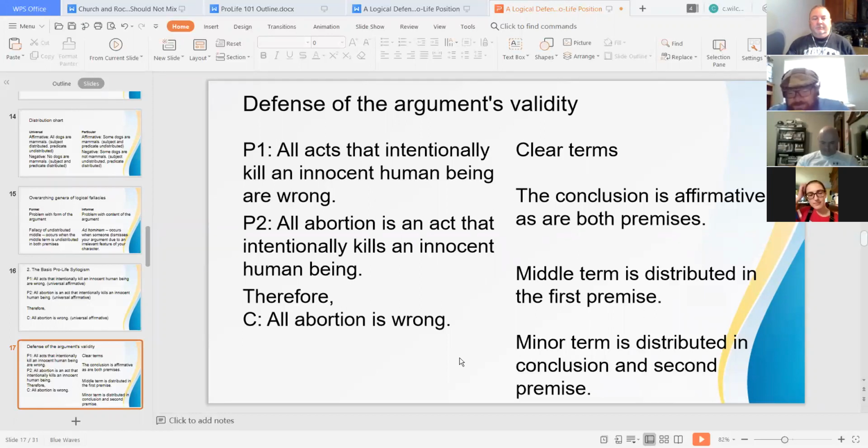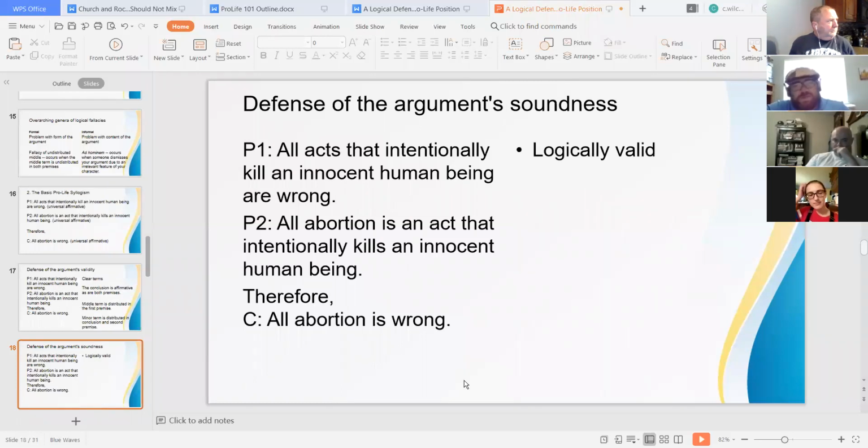And then the minor term, abortion, is distributed in the conclusion. And as we can see, it's also distributed in the second premise, in the minor premise. The major term is not distributed in the conclusion, so it doesn't have to be distributed in the major premise. So we're good there. The argument passes all of the criteria for a valid argument, so the argument is logically valid.